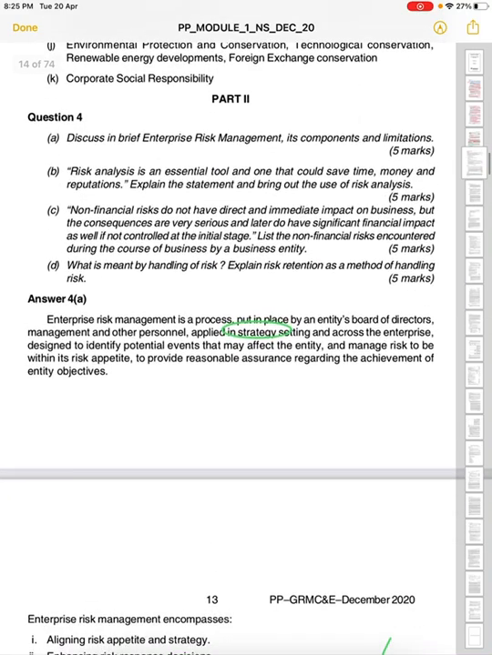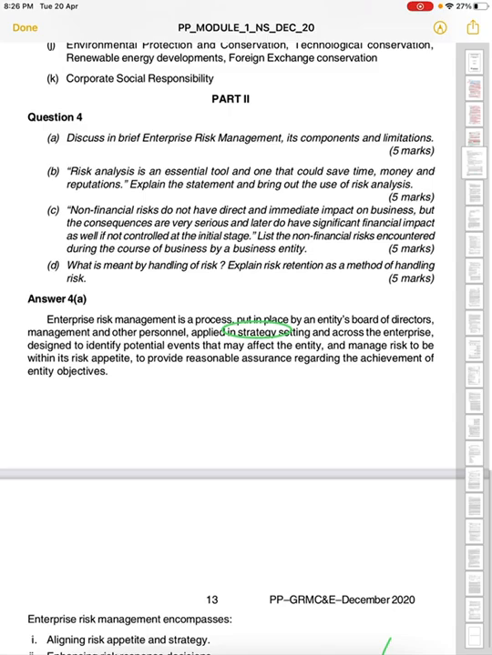Another question is: do non-financial risks have a direct or indirect impact on business? Non-financial risk may not have a direct or immediate impact on the business, but the consequences are very serious and later do have a significant financial impact. So in the later stage, it can have a serious impact on the organization. We need to consider the list of non-financial risks encountered during the course of the business by the business entity.